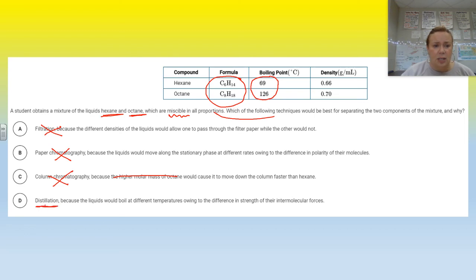Finally, distillation, because the liquids would boil at different temperatures owing to the difference in the strength of their intermolecular forces. So this is going to be our answer because the boiling points are very different. We're going to be able to set the temperature, keep it boiling, and boil off hexane as long as we didn't raise it to 126 degrees. If we kept it between 69 and 126 degrees, we could boil off only hexane and leave the octane in the beaker without having to boil that off. So that's why it's D.